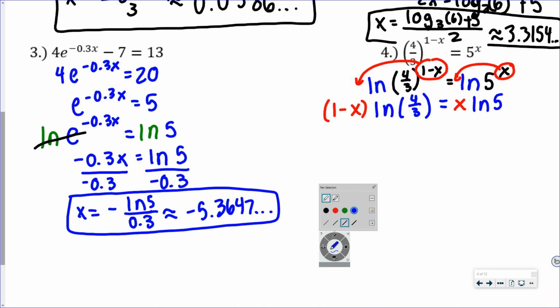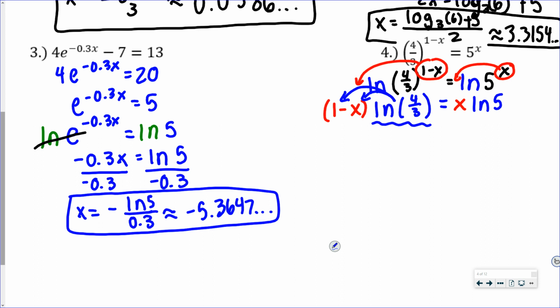Okay. So this one's a little weird. I'm going to have to distribute this. This is just a number. Distribute this to the x and to the 1. So I'm going to distribute it to the 1 first. Natural log of 4/3 times 1 is just the natural log of 4/3.